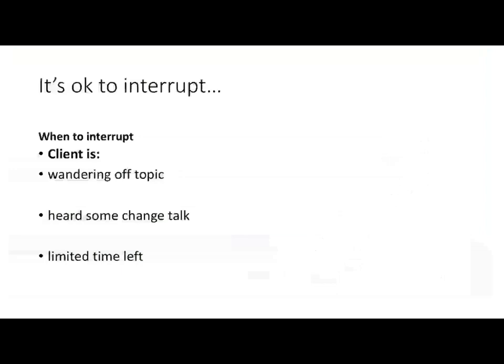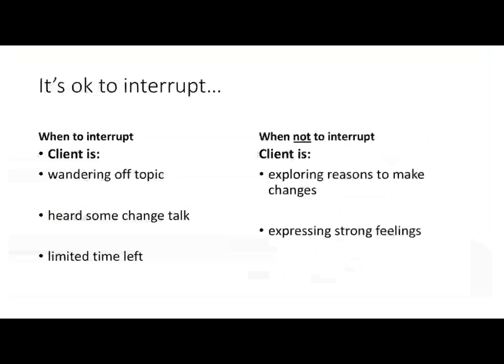So some of the ways we can go about interrupting the client is with respect, and I'll show you that on the next slide. But when it's not appropriate to interrupt a client is when the client is exploring reasons to make change. If you're jumping in and asking for a secondary or a follow-up question, that can then shut them off. Or if they're expressing really strong feelings about a particular food or life choice that they're doing in relationship to their food. This is when we want them to continue on.